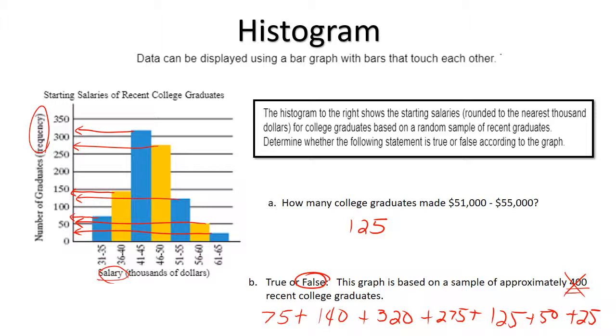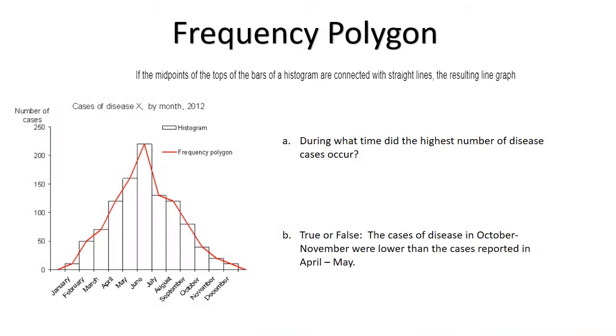Again, a histogram is a great way to quickly visualize your data. Another statistical graph is called the frequency polygon. The frequency polygon is created if you take the midpoints of a histogram and then you connect those midpoints with straight lines. And the result is what we call a polygon or a line graph.